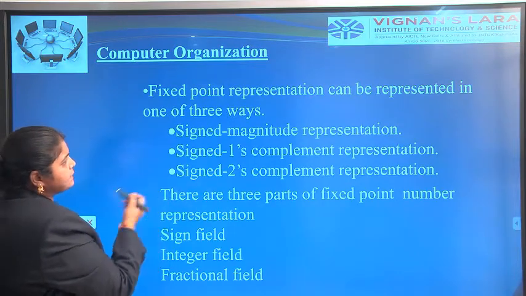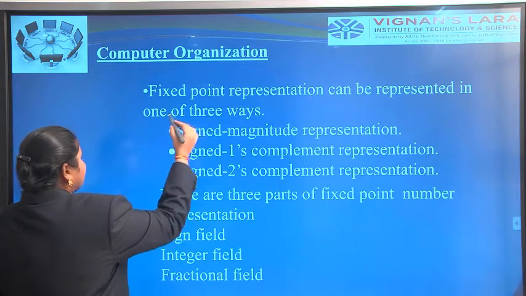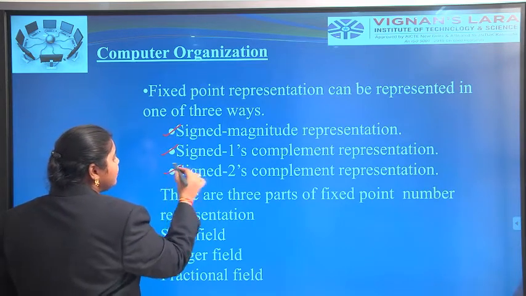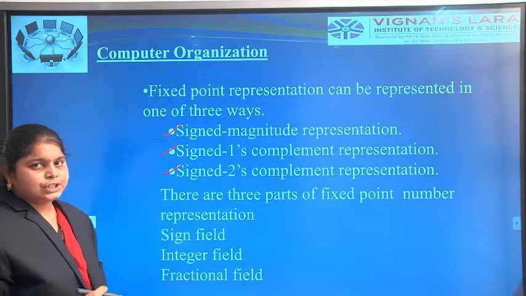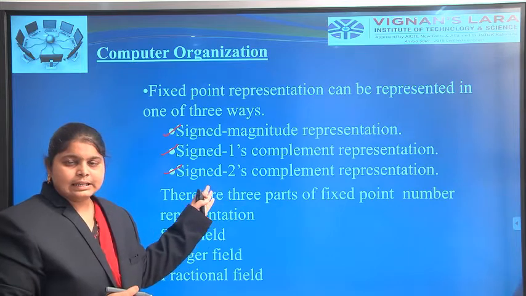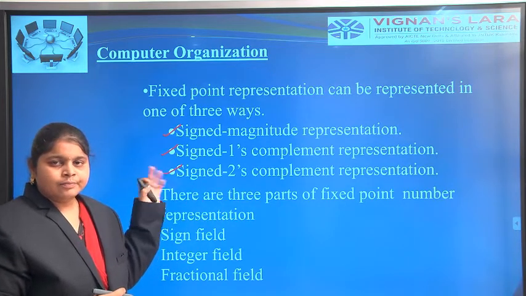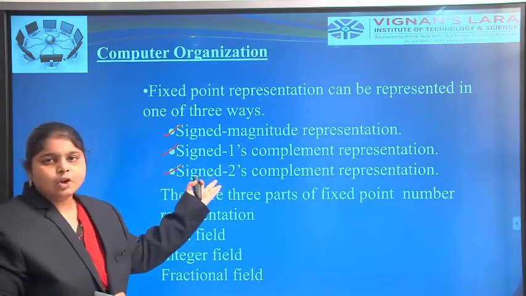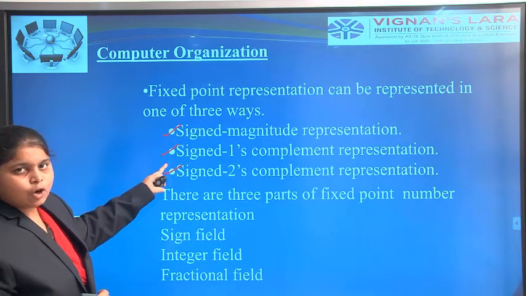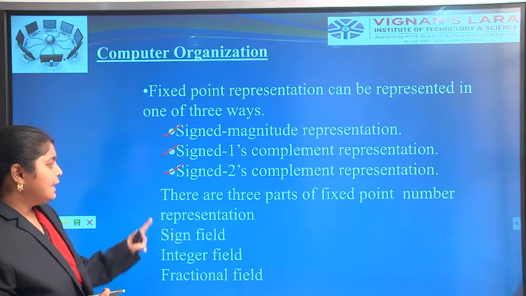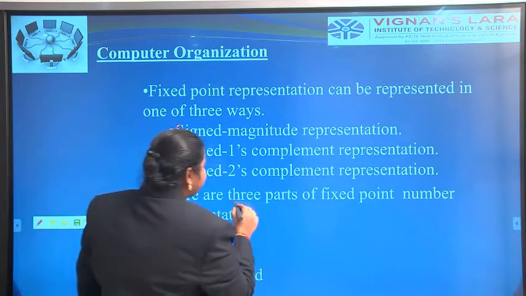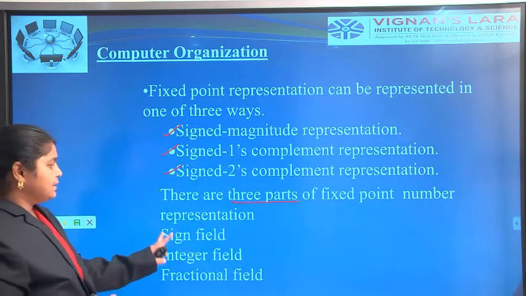Fixed point representation can be represented in three ways: signed magnitude representation, signed ones complement representation, and signed twos complement representation. Ones complement and twos complement were discussed in the last class, when we covered complements. These are the three major types of fixed point number representation.